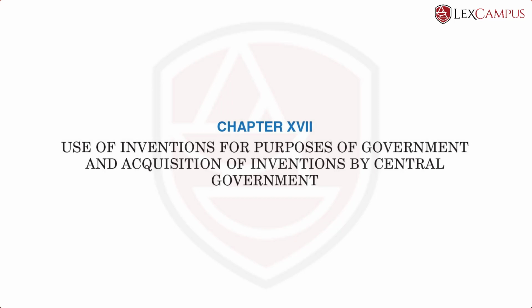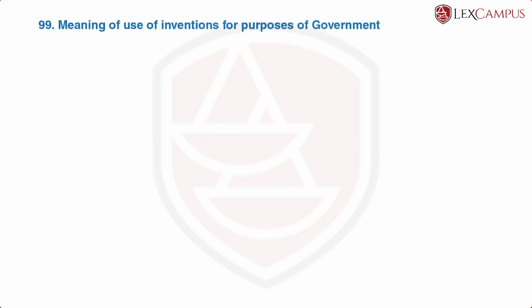So, if the government uses it or if the government acquires a patent from a private entity, then the government would compensate. There are procedures for acquiring this. So, that is contained in section 99 onwards.